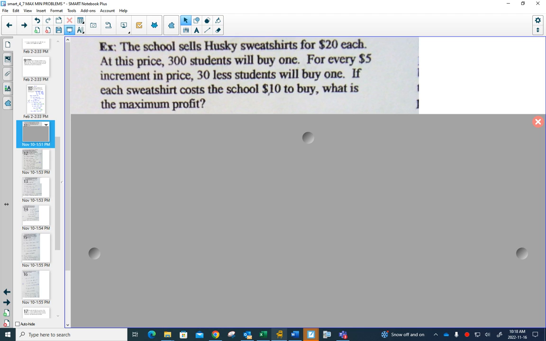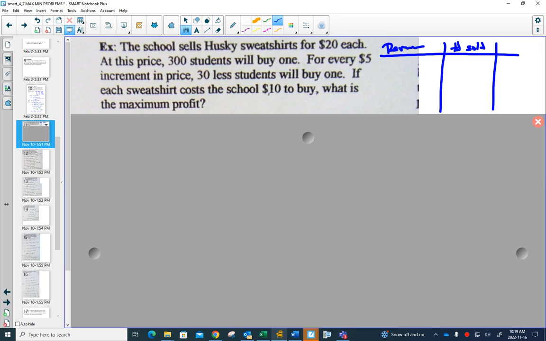Now, what's the maximum profit? Should they still sell them for $35? It's going to make a difference now, right? So let's look at an example, okay? Let's look at number sold. Let's look at the profit now.